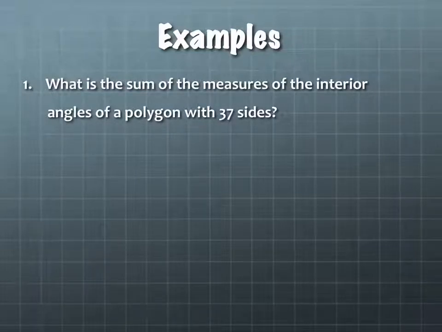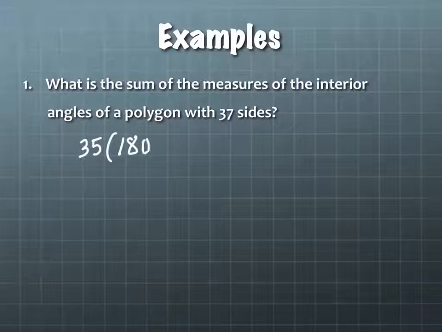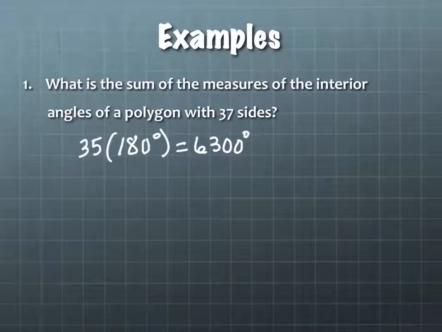I don't know about you, but I don't want to draw it. There's no way that I could draw this well. No way. But I can still apply this information. I have 37 sides. So how many triangles do I have? 35. And what do I do with the 35? I multiply it by 180 degrees. And what do I get? 6,300 degrees. So that's fun.